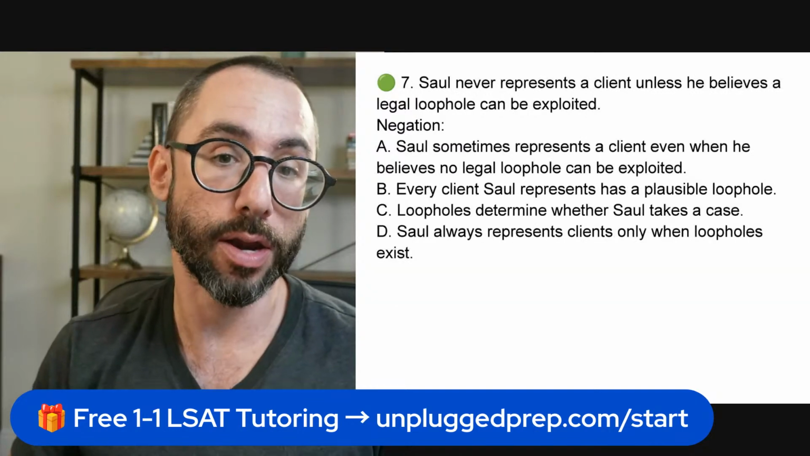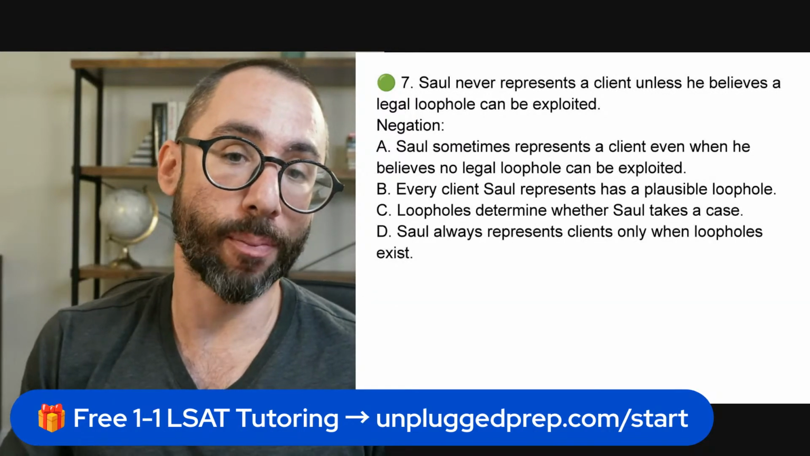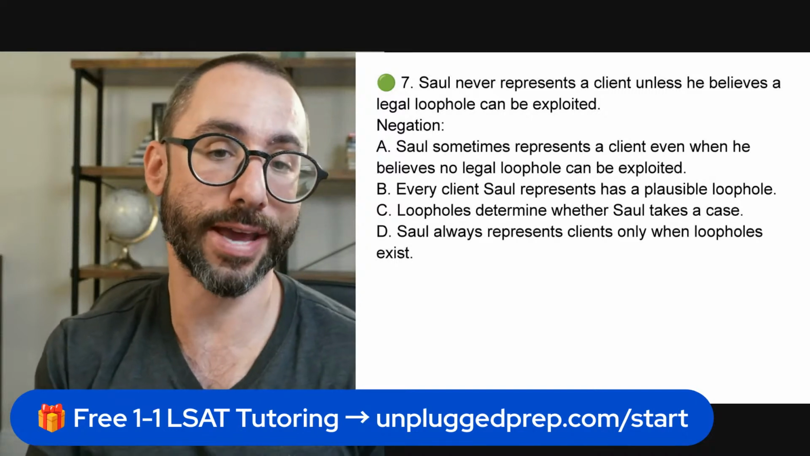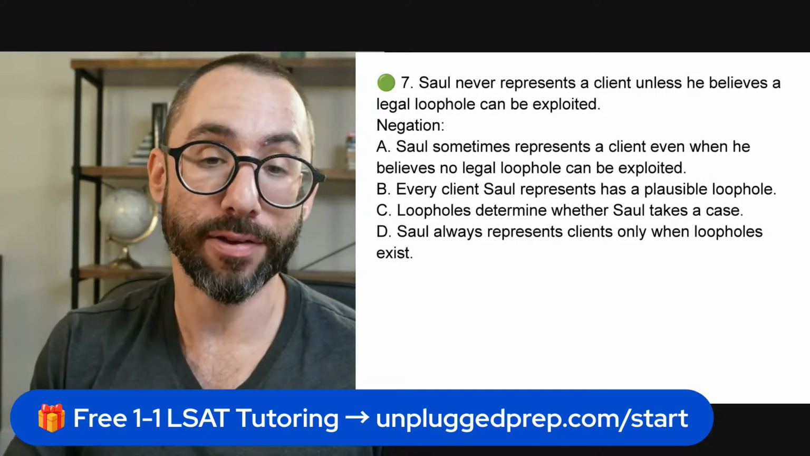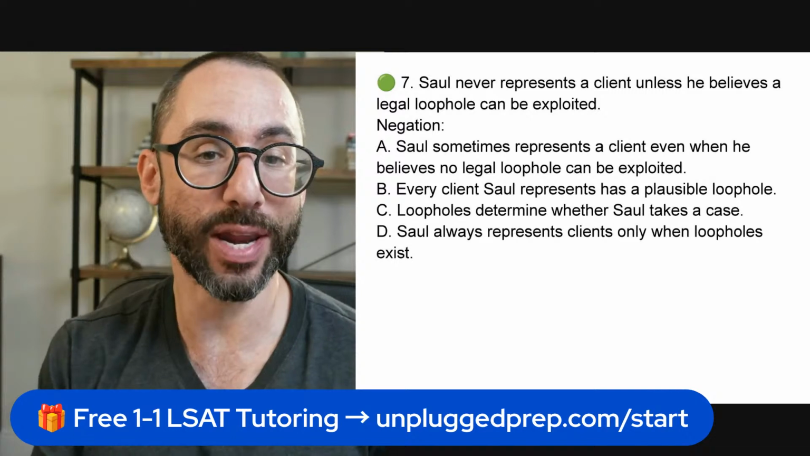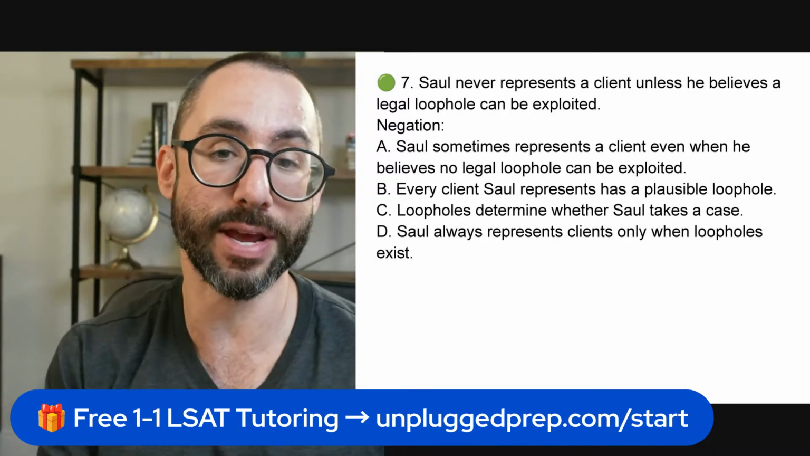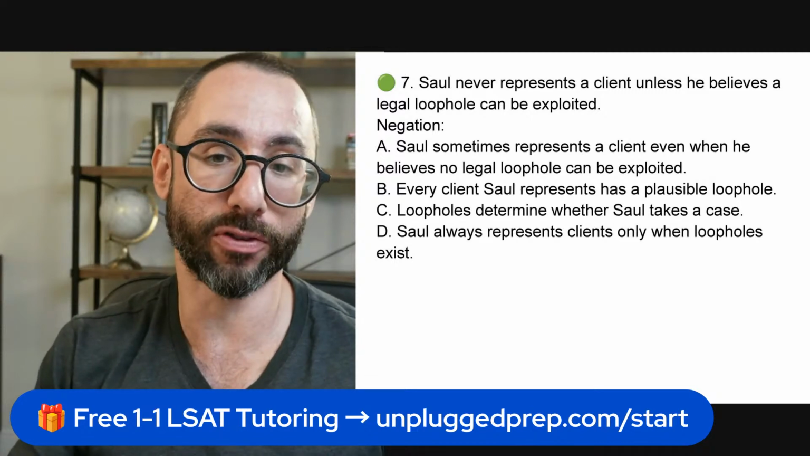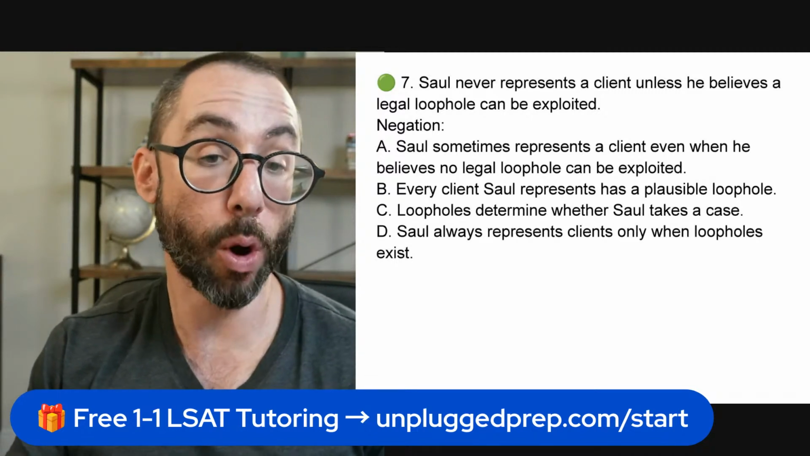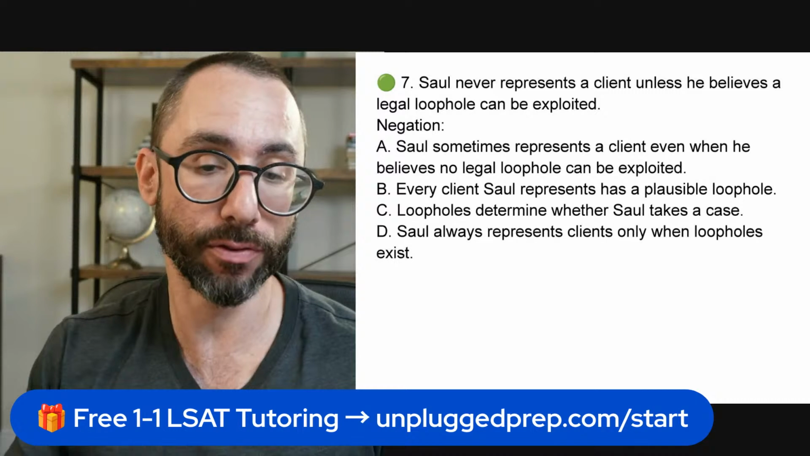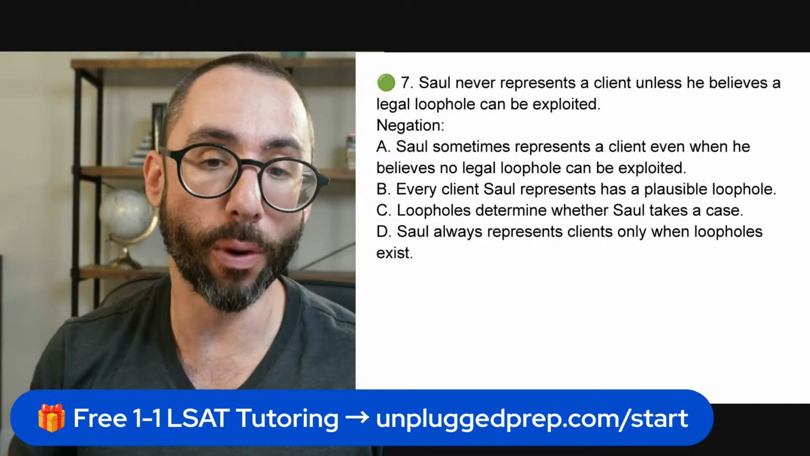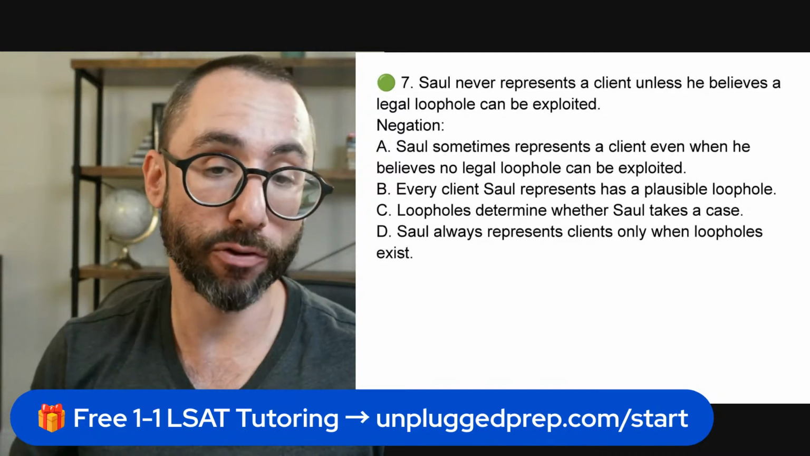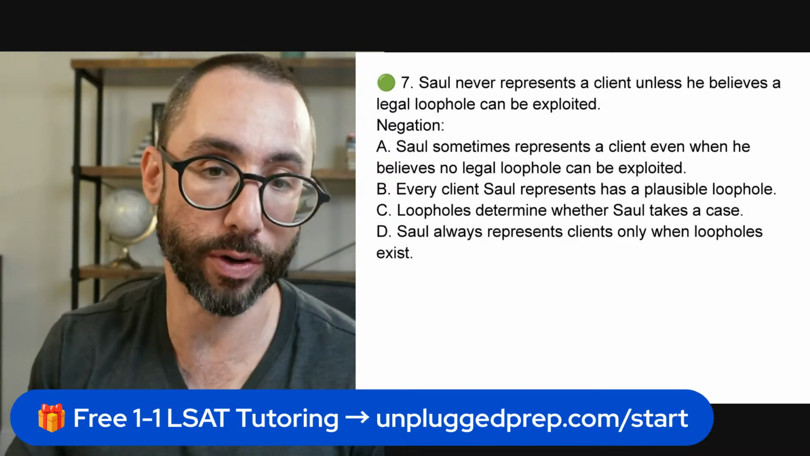Well done. Number 7, Saul never represents a client unless he believes a legal loophole can be exploited. What is the negation? A, Saul sometimes represents a client even when he believes no legal loophole can be exploited. B, every client Saul represents has a plausible loophole. C, loopholes determine whether Saul takes a case. Or D, Saul always represents clients only when loopholes exist. When you have your answer, please drop it in the chat, A, B, C, or D.